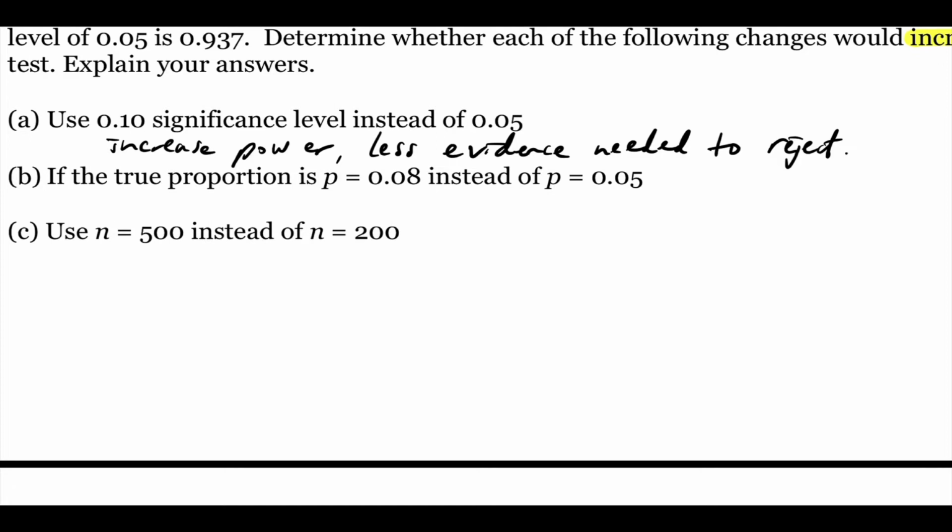Okay. What's the problem though with increasing the significance level? It's easier to get a type 1 error. Yep, because type 1 error goes up to 10%, right? So type 1 error is rejecting when you actually shouldn't have, right?